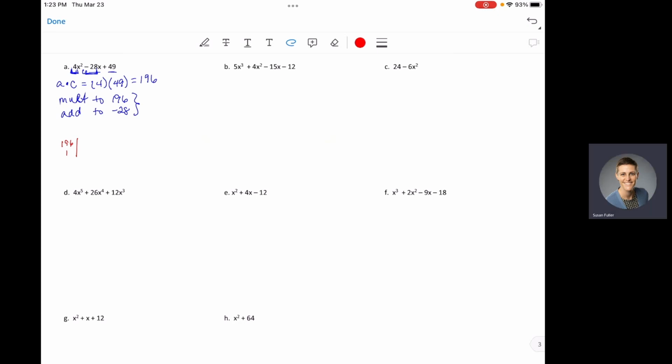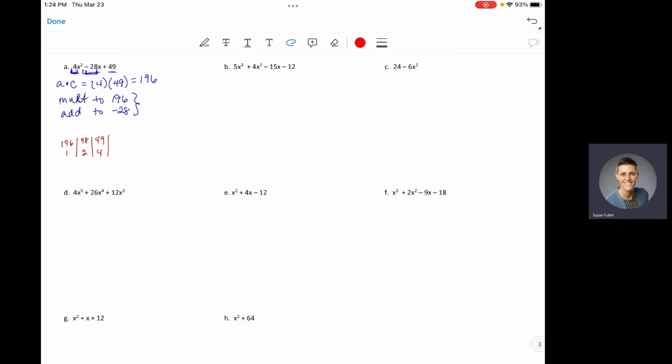So that means 196 divided by 2 is 98. That means 98 times 2 is 196. I'm not going to get those to add to 28, so I'm going to keep on going. The next thing, let's see, 196, can I divide by 3? Nope. 196 divided by 4. I have 4 and 49. 4 times 49 is 196, but those are not going to add to negative 28. I'm going to keep going.